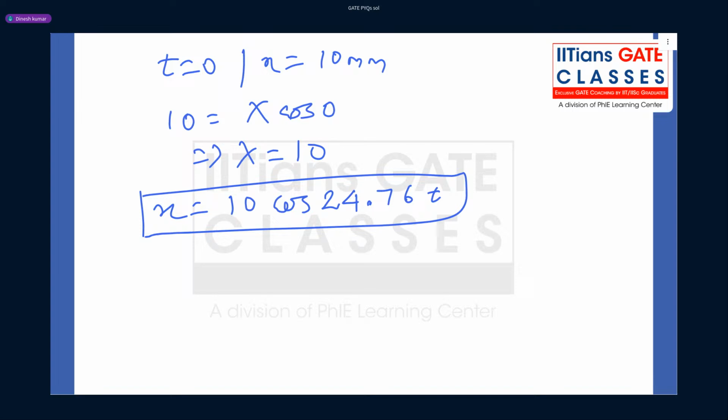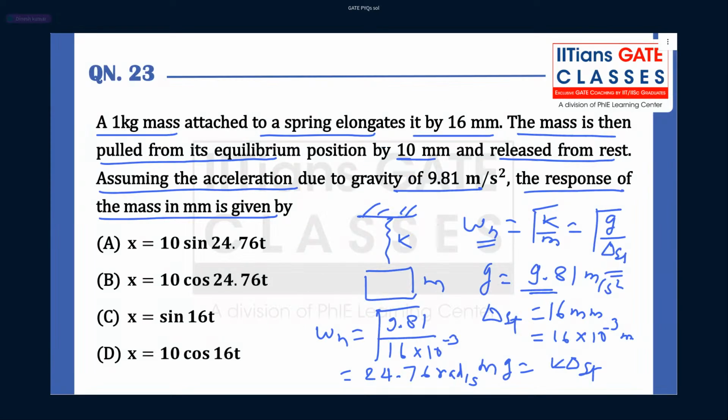Clear now? Why is A not correct? Clear everyone? Yes or no? B is the correct answer. We have assumed the solution as sinusoidal, but for the given initial condition, the solution will be cosine.